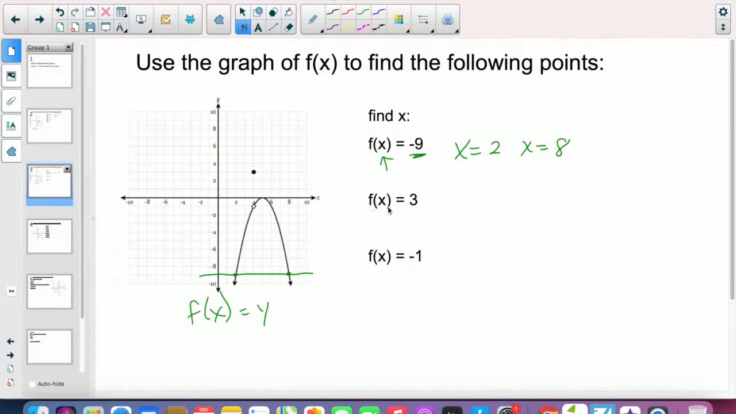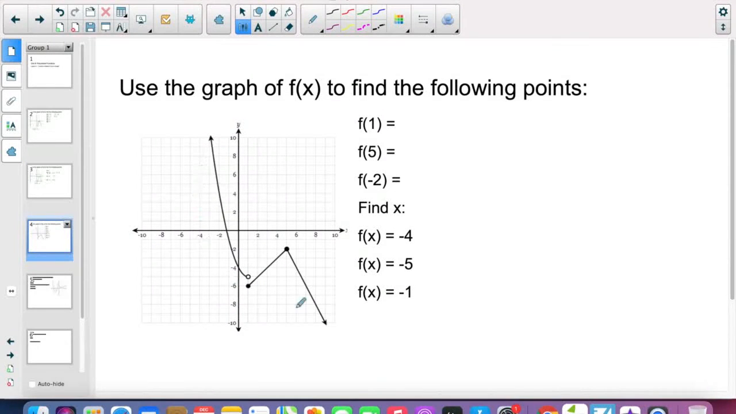Here they're asking when is f of x, or when is y equal to 3? Well, y equals 3 right across here, and that happens at one spot right here when x is 4. So when x is 4, we get a y value of 3. When is y equal to -1? Well, here is our -1 value for y. It's an open circle here, so I cannot say that that's at x equals 4 because it's an open circle. But I can say that it happens at x equals 6. In the next example, this graph is a little bit different.